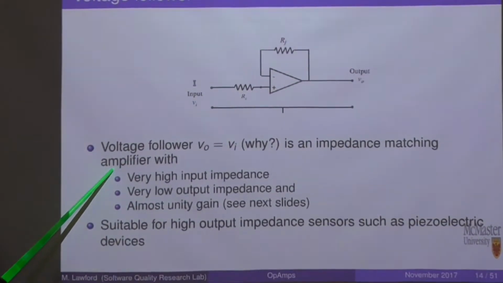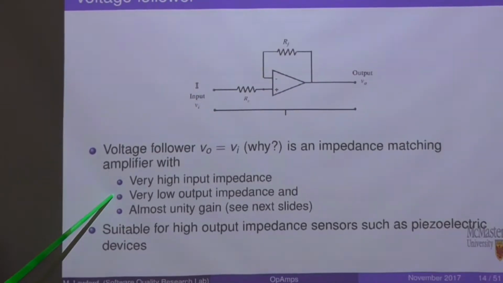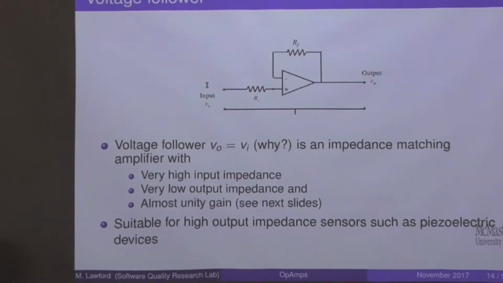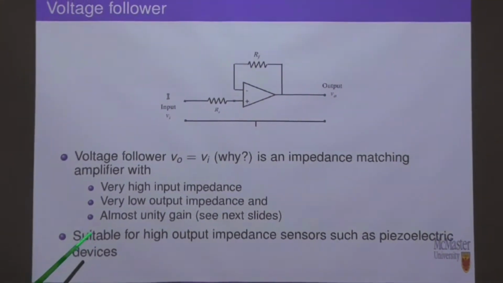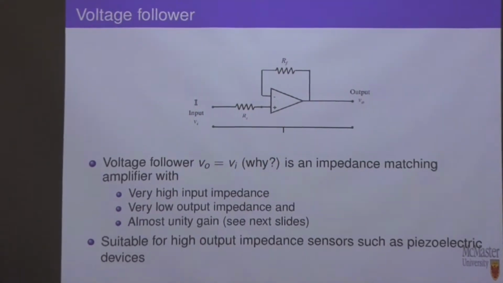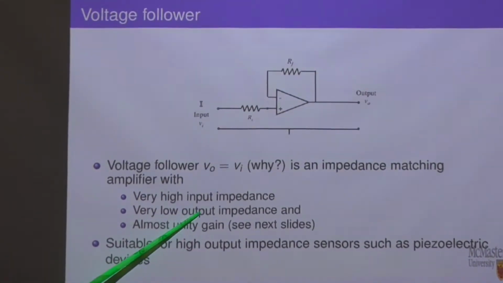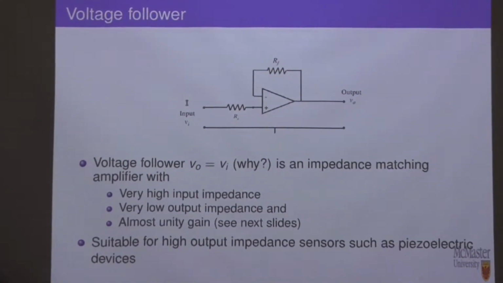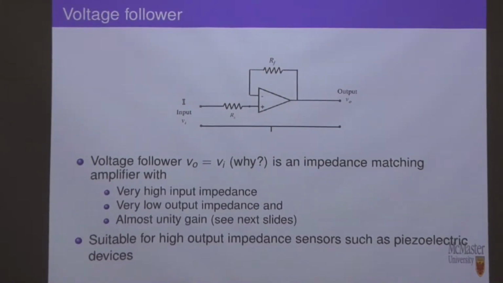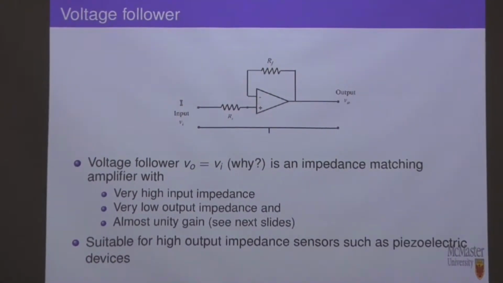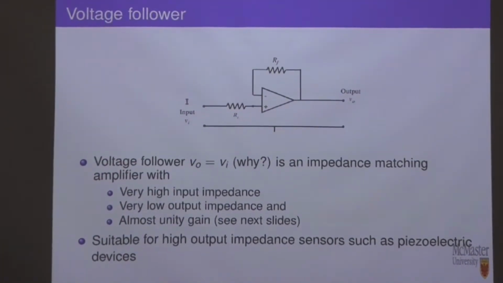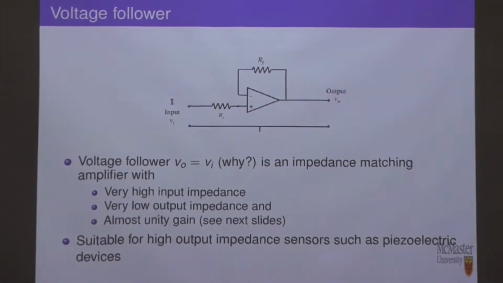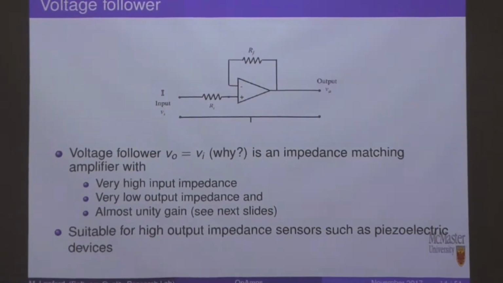Very high input impedance, but very low output impedance. Almost unity gain, not quite unity gain, as we're going to see in the following slide. Very close to unity gain. This is for impedance signal conditioning, right? Again, if you need to read a piezoelectric crystal, you will need something like this if you want to get anything meaningful. So, suitable for high output impedance sensors such as piezoelectric devices.